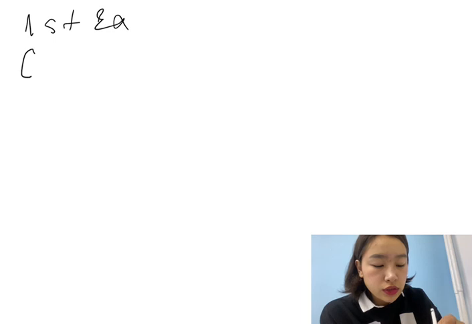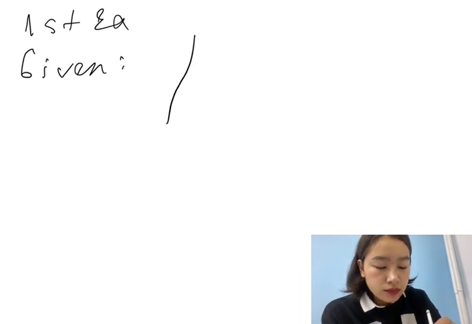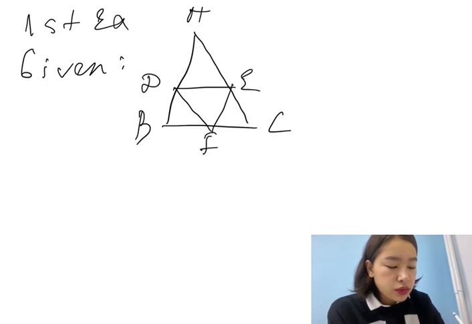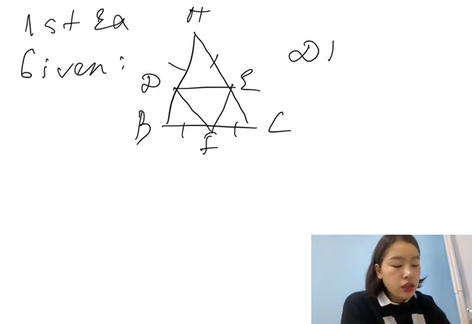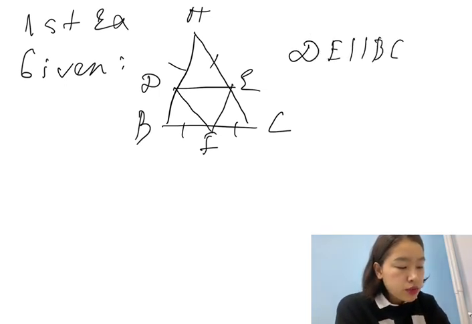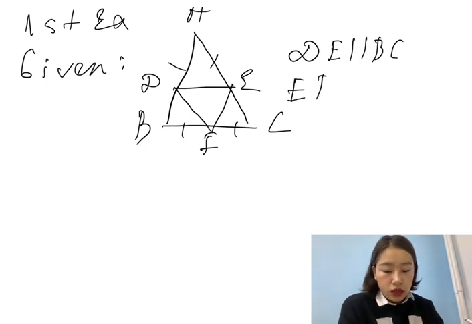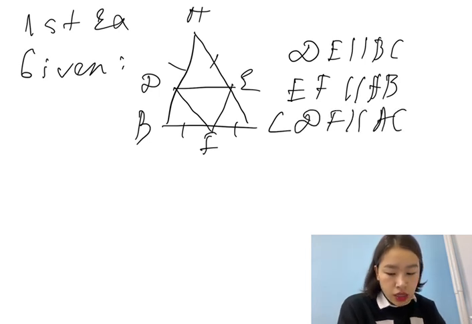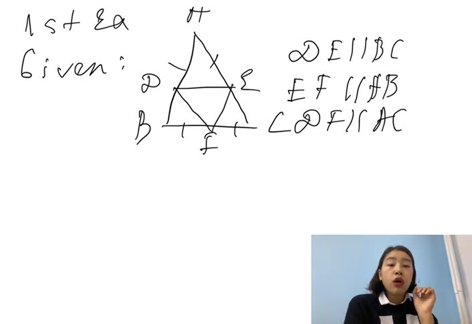We have an example with equal vectors. First example. Given ABC triangle, and D, E, and F are midpoints. Our triangle is equilateral, and DE is parallel to BC, and EF is parallel to AB, and DF is parallel to AC. Here we need to name all the equal vectors.